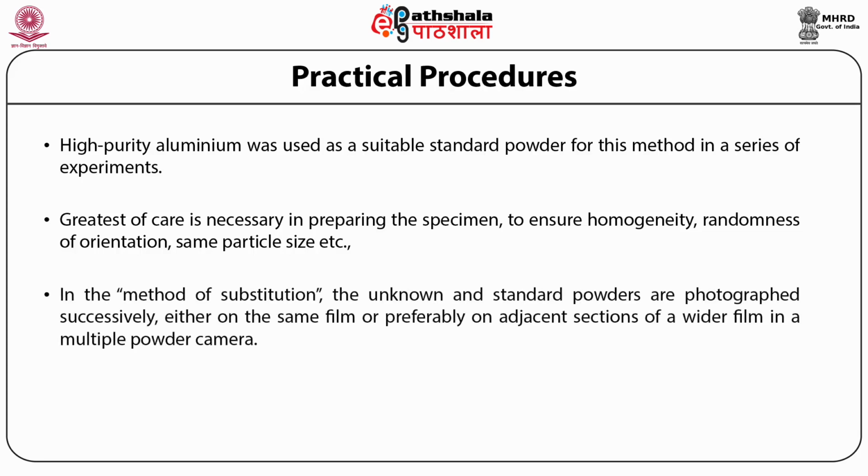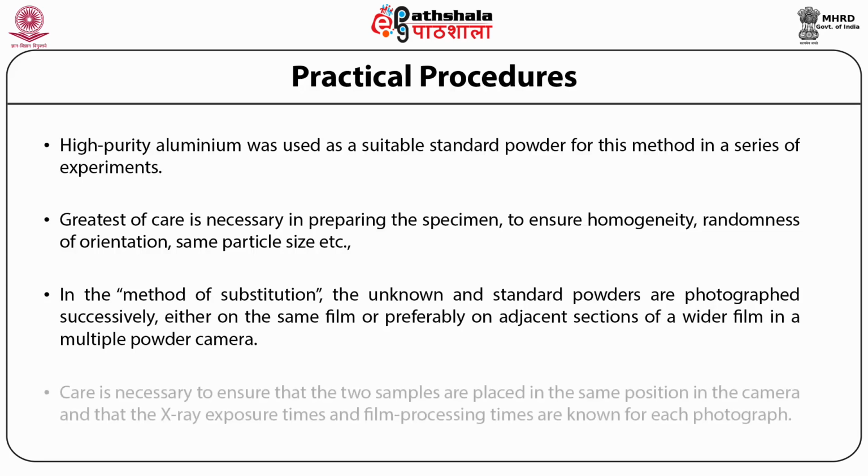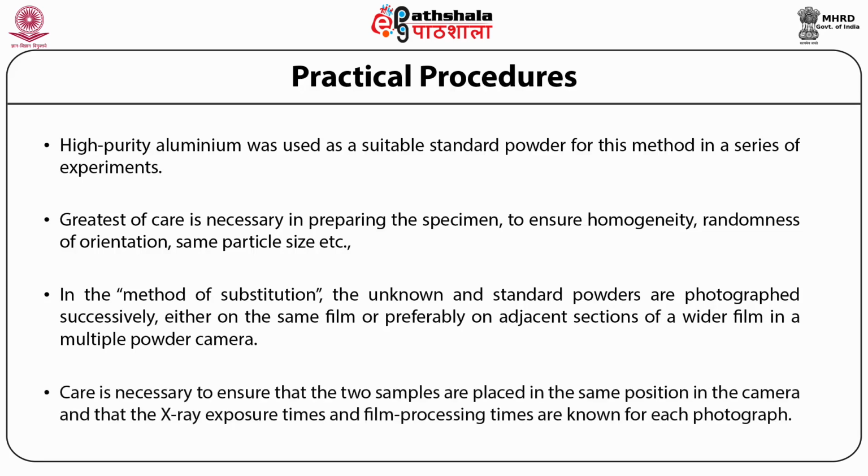In the method of substitution, the unknown and standard powders are photographed successively either on the same film or preferably on adjacent sections of a wider film in a multiple powder camera. Care is necessary to ensure that the two samples are placed in the same position in the camera and that the X-ray exposure times and film processing times are known for each photograph.